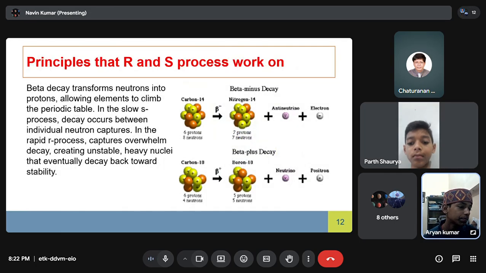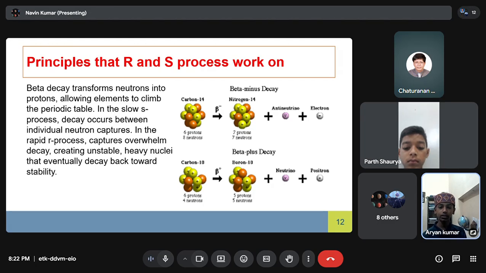The principles that the R and S processes work on: beta decay transfers neutrons into protons, allowing elements to climb the periodic table. In the slow S process, a decay occurs between individual neutron captures. In the rapid R process, captures overwhelm decay, creating unstable heavy nuclei that eventually decay back towards stability.